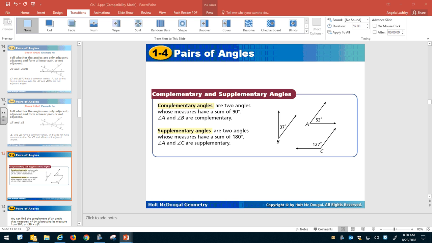Okay? So if I look at the picture here, which angles would be complementary? B and A, 53 and 37 adds to be 90. Are A and B adjacent? Right now on the board, are they adjacent? No, they are not touching. They do not have a common vertex. They are not sharing a common side.